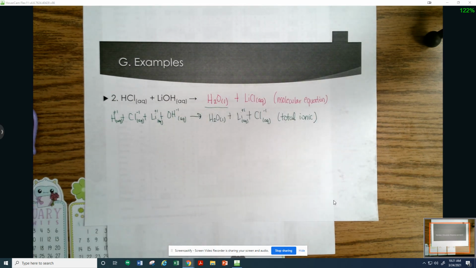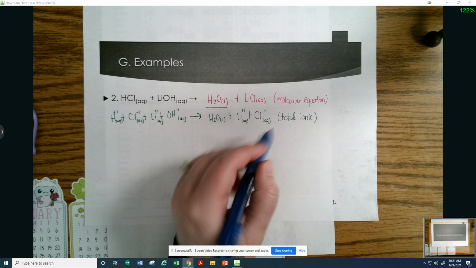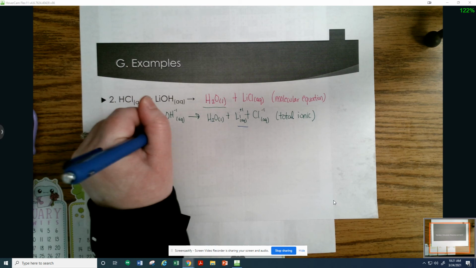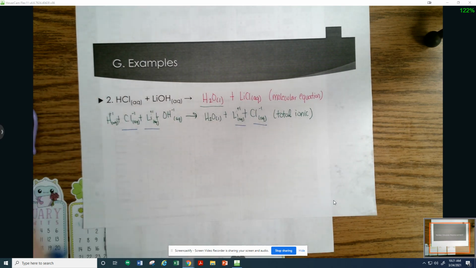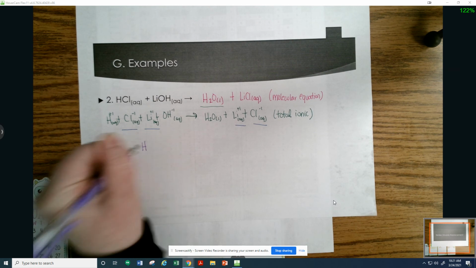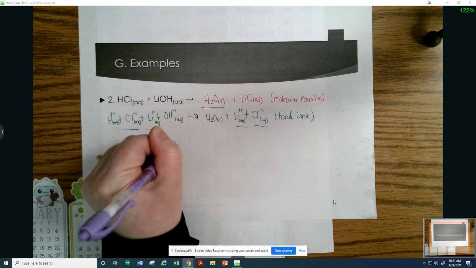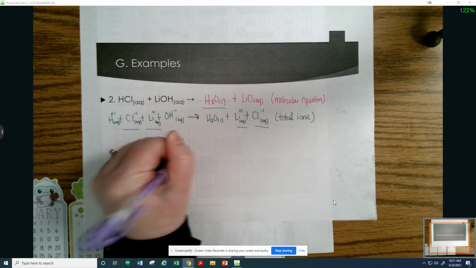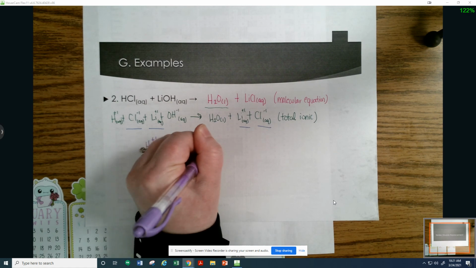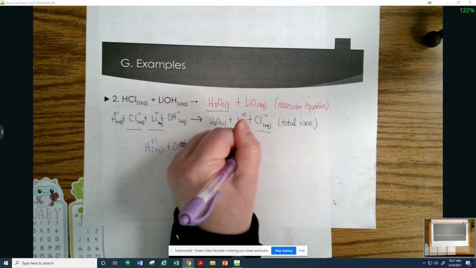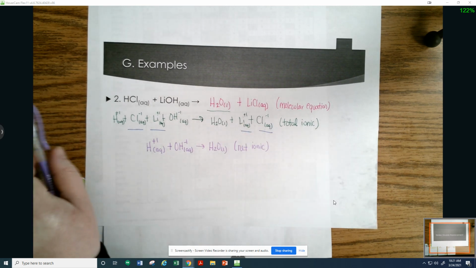So again, your next goal is you have to identify any spectators. Again, if you look on the product side, you should see those on the reactant side. So lithium is left over as an ion, chlorine is left over as an ion. So what was involved in forming and allowing a reaction to take place? With this particular example, we have hydrogen with a +1 aqueous combining with hydroxide -1 aqueous. It resulted in the formation of water. Therefore, the reaction took place. This is my net ionic, and we are now done.